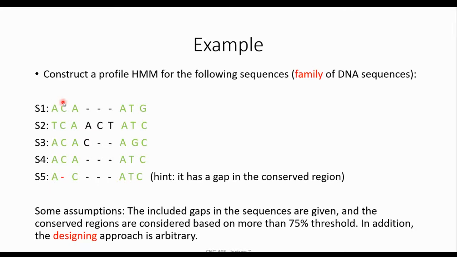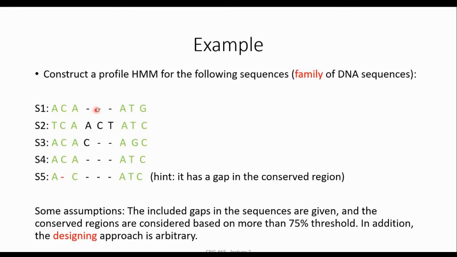For the second one as well, we can say it for C. For the third one, for A, 80% is more than 75%. It's okay. So the first 3 positions are conserved regions. But what about the fourth position? For A, I have 20%. For C, I have 20%. None of them are more than 75%. So this is not a conserved region.